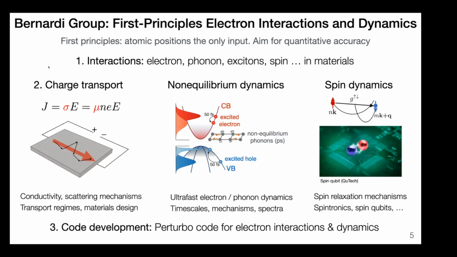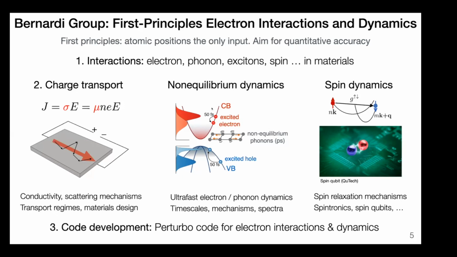So one of our primary focuses is accurately computing the interactions among electrons, phonons, and other degrees of freedom in materials. And with these interactions, we study various dynamical phenomena. One of them is charge transport, where one of the goals is accurately predicting macroscopic transport properties, such as the conductivity and the mobility in the presence of electric and/or magnetic fields, but also to understand the underlying microscopic scattering mechanisms that govern these properties and the various transport regimes possible in different materials.